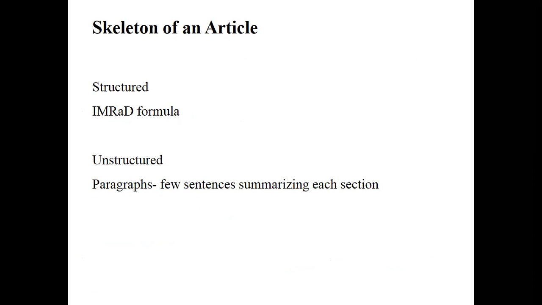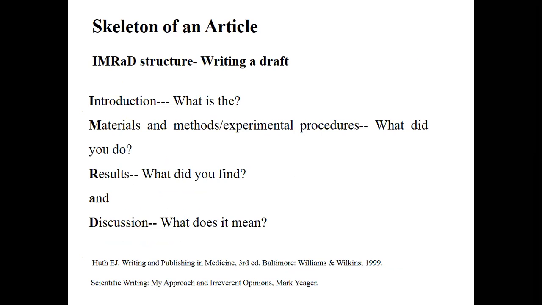There are two types of article abstract: structured abstract and unstructured abstract. In a structured abstract, introduction, materials and methodology, results and discussion have separate portions and separate headings. However, in an unstructured abstract, you summarize all of the data in a paragraph, covering introduction, methods, results and discussion similarly.